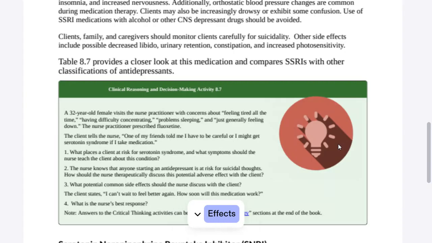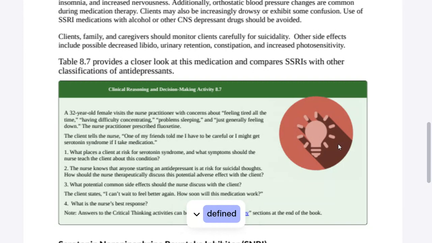Adverse side effects. Black box warnings are in place for all classes of antidepressants used with children, adolescents, and young adults for higher risk of suicide. Clients receiving antidepressants should be monitored for signs of worsening depression or changing behavior, especially when the medication is started or dosages are changed. Use with caution due to the risks of hypertensive crisis, serotonin syndrome, and increased suicidality.